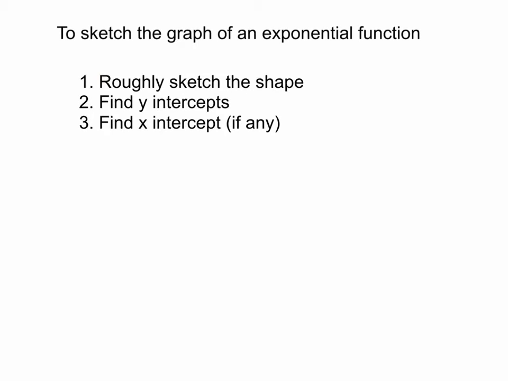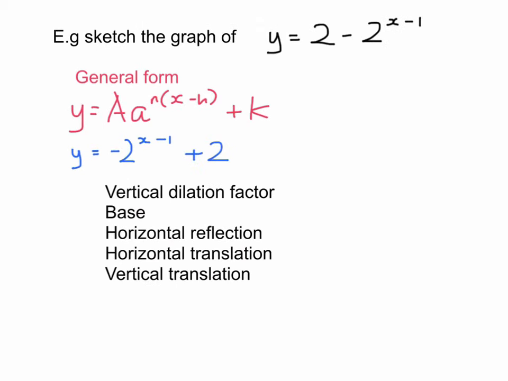So here are the steps to sketch the graph of an exponential function. You look at the transformations first to roughly sketch the shape without putting any details in. You find the y-intercept because there's always going to be 1, and you find the x-intercept if there is one. So here's one example. We have to sketch the graph of y equals 2 take away 2 to the power of x minus 1. We compare it to the general form, as always, to get a rough shape.